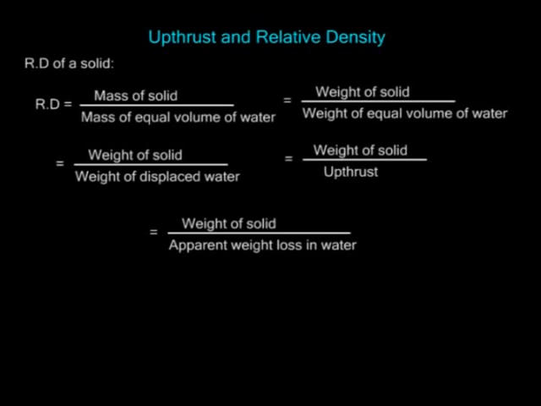So to determine the relative density of a solid, the solid is weighed in air and then totally immersed in water. Upthrust or apparent weight loss is calculated and the relative density determined from the formula above. Relative density is a ratio of two similar quantities. It is unitless.